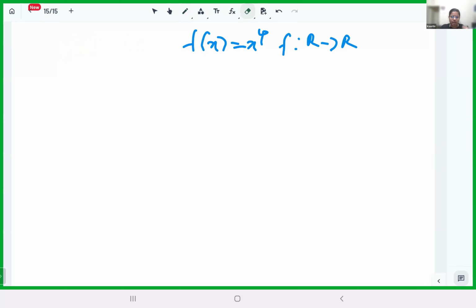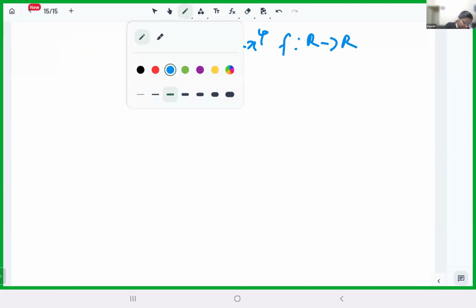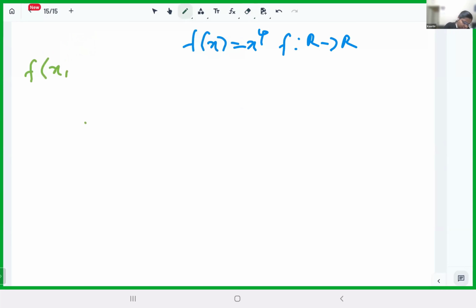They'll give you options like it is either one-one or onto, or both one-one and onto, such type of question. So how will you check whether it is one-one and onto? First of all, we can start with one-one. We know that for a function to be one-one, if f of x1 is equal to f of x2, then x1 should be equal to x2. Then only it will become a one-one function, right?